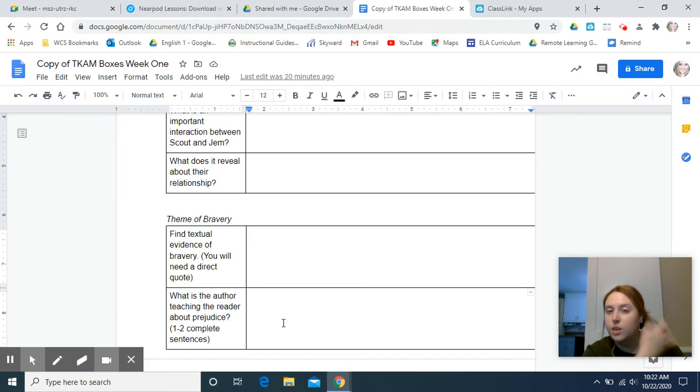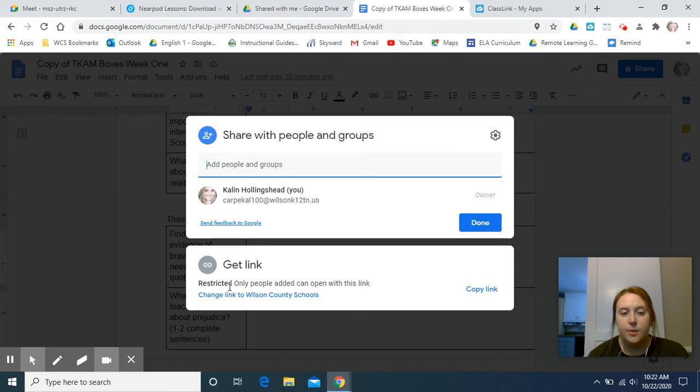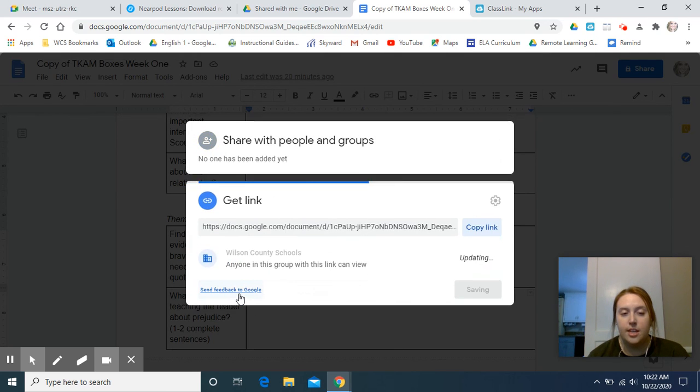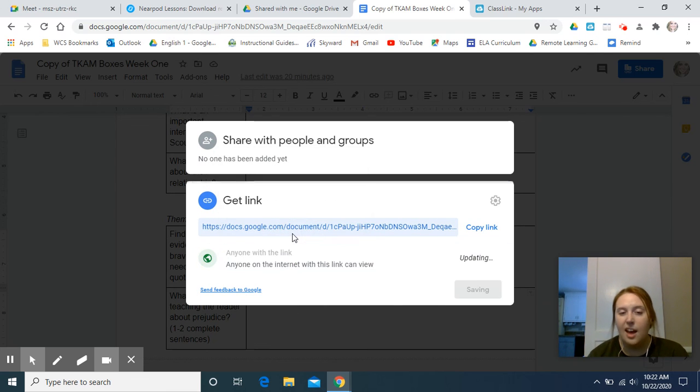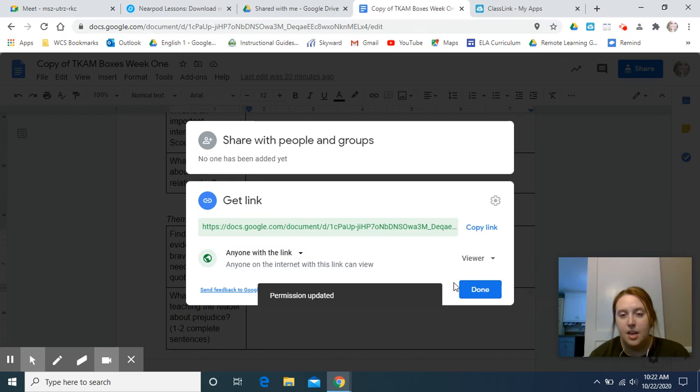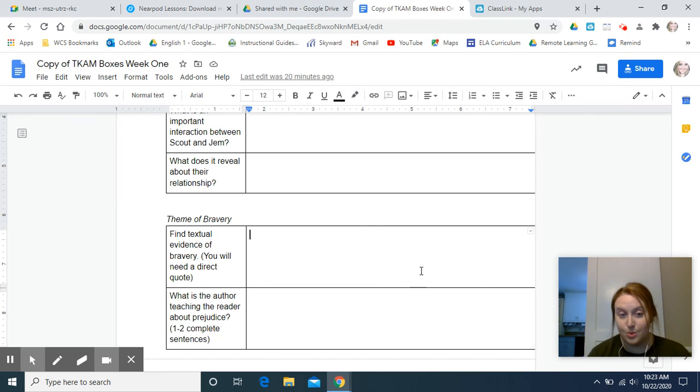So when you're done, you're going to submit this URL into Thrivist. So remember, you'll go up to the share button. You will click down here where it says restricted. You need to change that to anyone in Wilson County, or you can do anyone with link. Either one of them, it will get to me. And then you will click copy link and then go and submit that into Thrivist. Okay, so you do not have to share it with me. You just have to copy the link and make sure that it is unrestricted, and you will upload this into Thrivist.